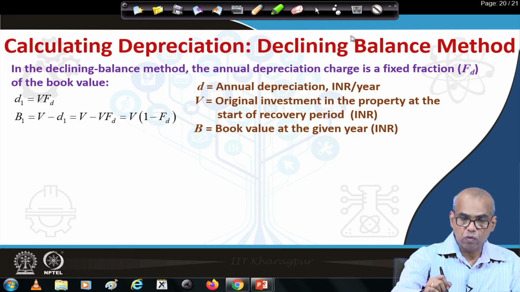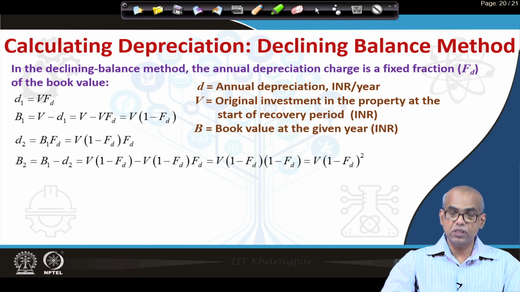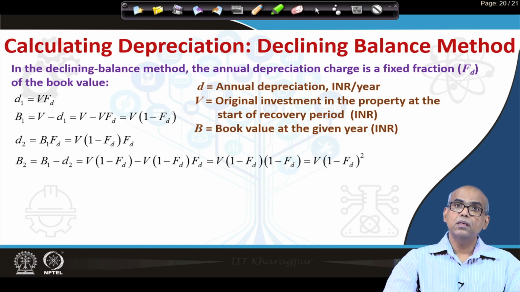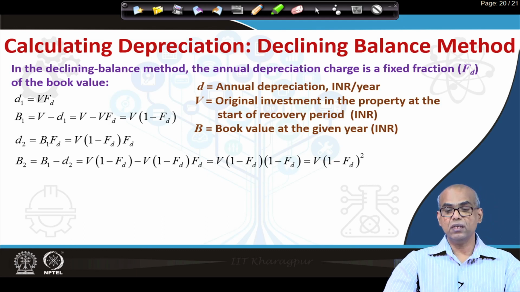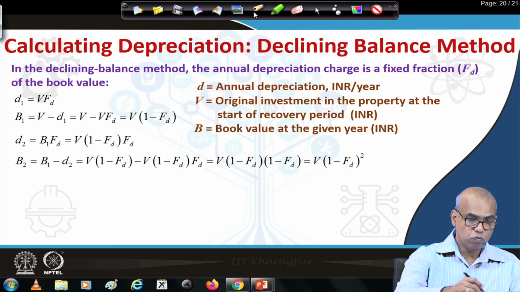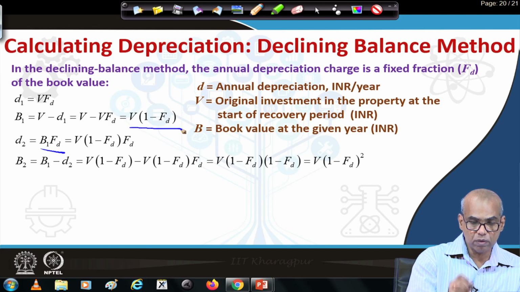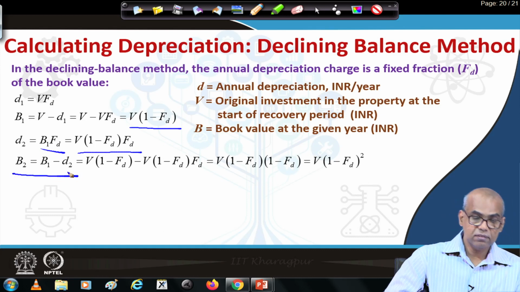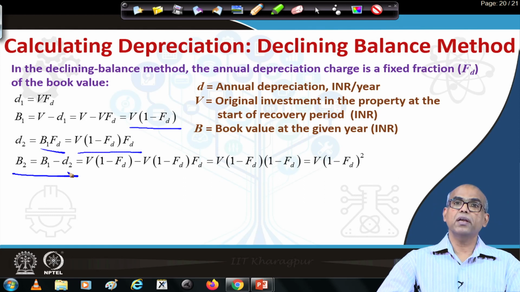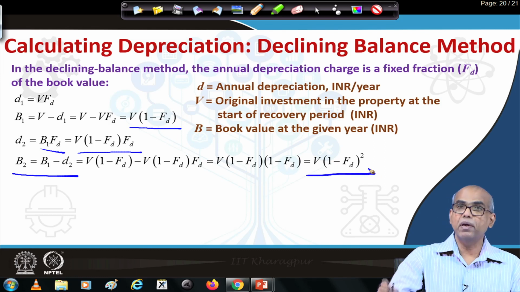The same way you compute D2. The depreciation in the second year will be the book value B1 times the fixed fraction FD. So, B1 times FD. Now, we have already computed B1 as V into 1 minus FD. So, this is computed as V into 1 minus FD times FD. What will be the book value at the second year? D2 must be subtracted from B1. If you do that, you will get B2 equal to V into 1 minus FD whole square.